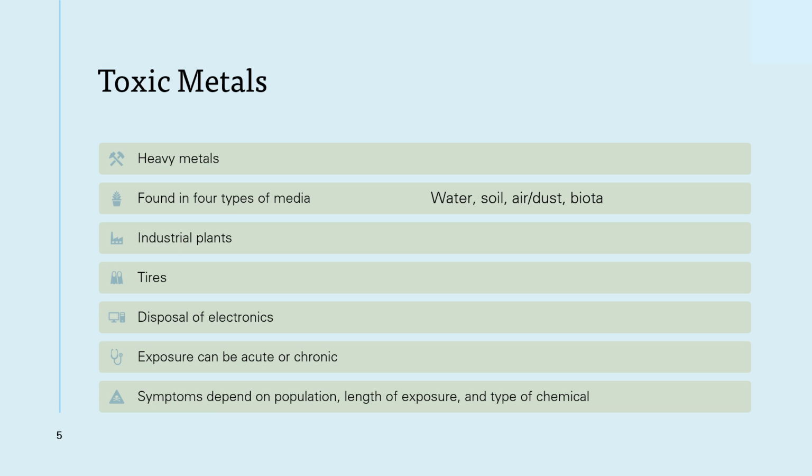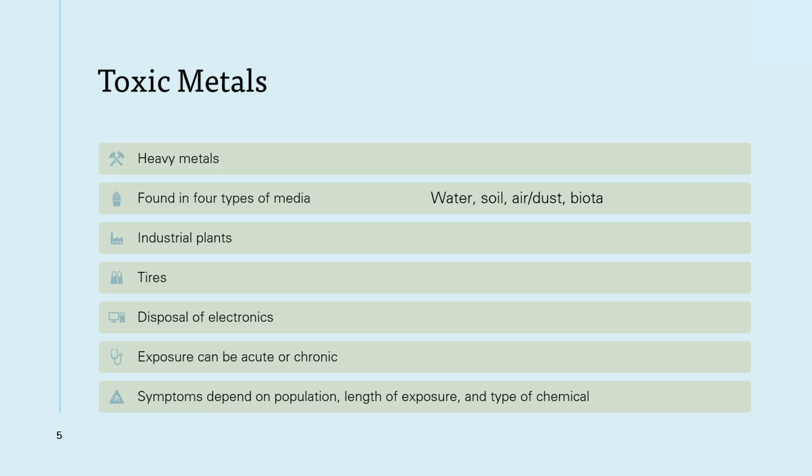Heavy metals can be found in a number of different media, which can lead to the potential exposure of a population to a heavy metal. This includes water, soil, air, dust, and basically anything organic. Industrial plants, common industrial processes may release toxic metals in the air, which impinge upon nearby residents and passersby who are actually unaware that they are breathing fumes that contain toxic metals. Tires are another potential way that people can become exposed to heavy metals, as well as the disposal of electronics.